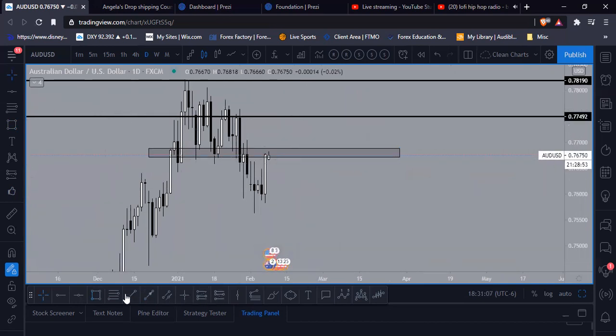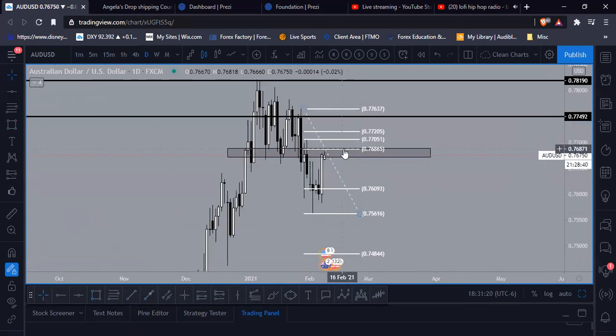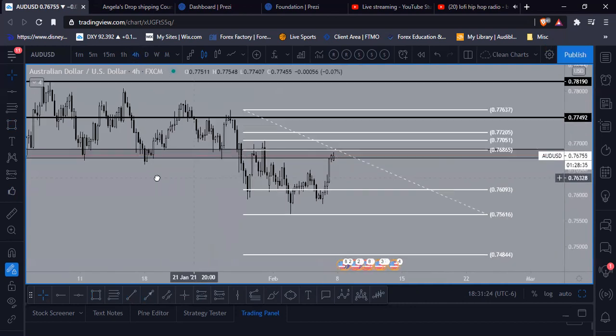Let me see what the fib's looking like. Do I want it from this drop? No, I don't. I want it from this drop right here, from this drop to the downside. Yeah, this is right at the 61.8. Dang, these are all really lining up for me to want to sell them, huh?